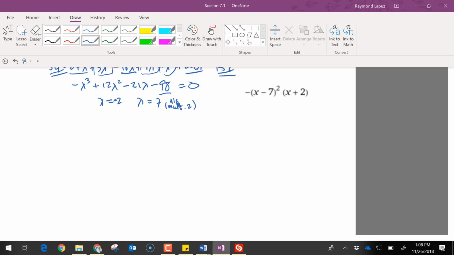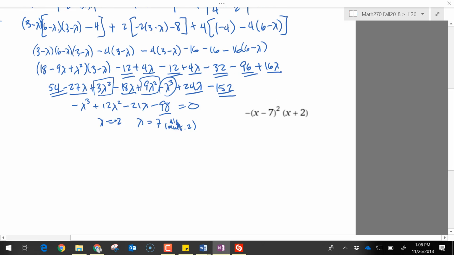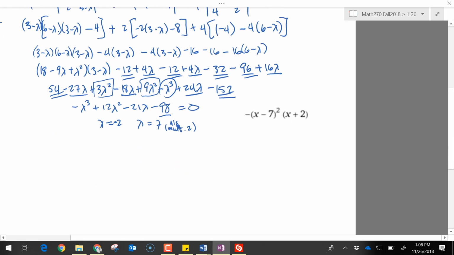Say it again. No, it shouldn't. I mean, the negative will be there if we divide, since we're setting it equal to 0, we can divide by -1 and it's all gone. All right, let's find the eigenspace for lambda equals -2.